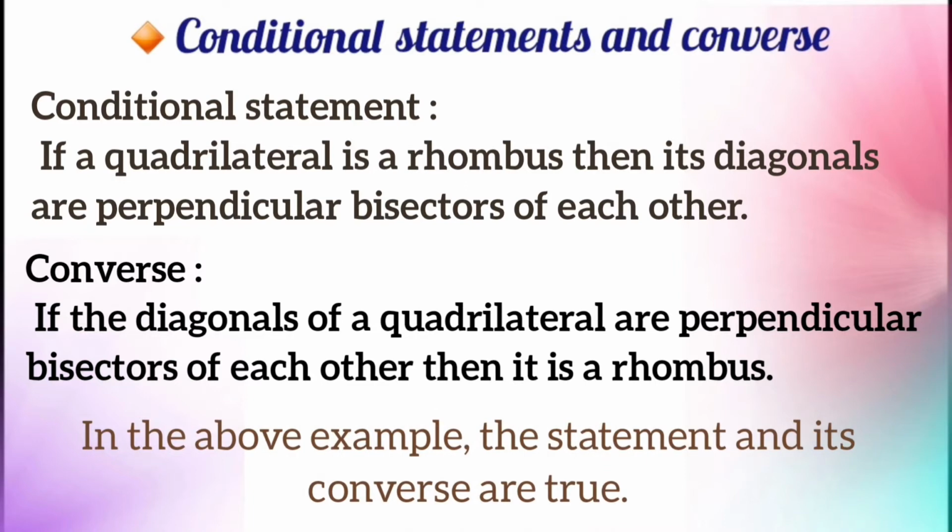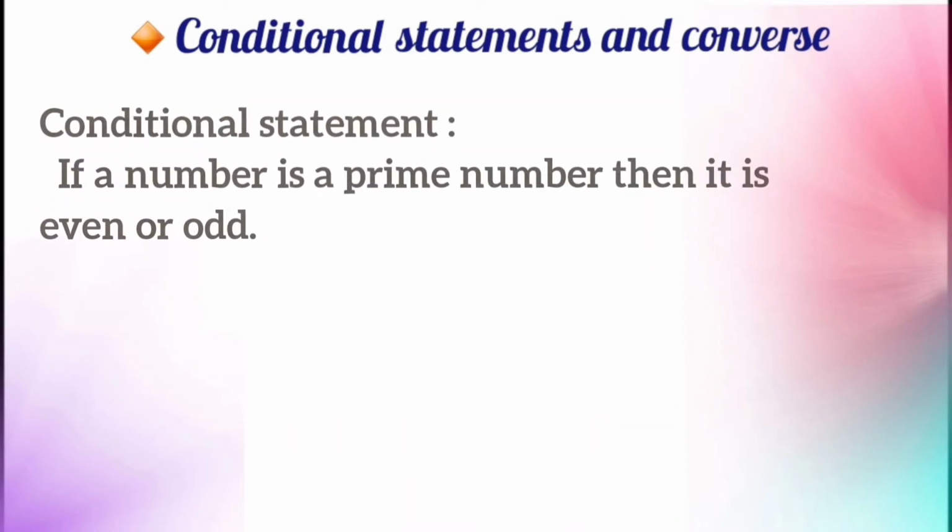If we are given that a quadrilateral is a rhombus, then we will understand that its diagonals are perpendicular bisectors of each other. And if we are given that a quadrilateral has diagonals that are perpendicular bisectors of each other, then we will understand that the given quadrilateral is a rhombus. So here the conditional statement and the converse are both true. Let's see one more example.